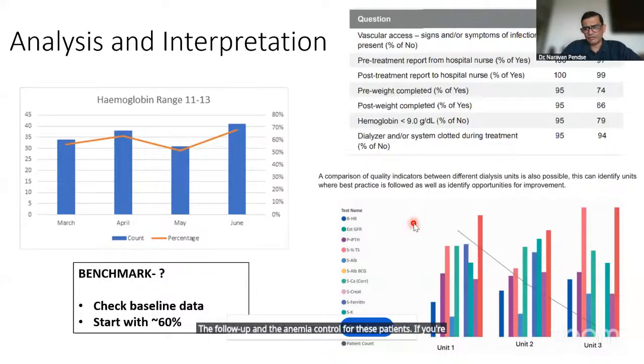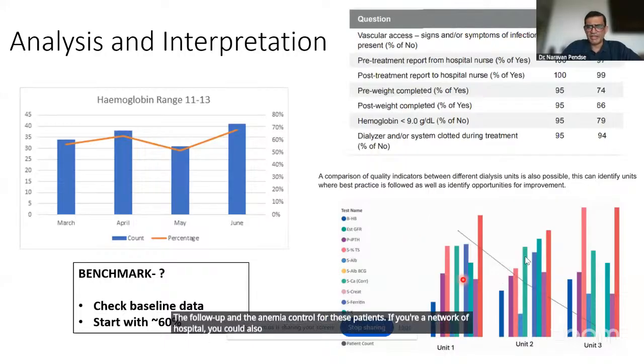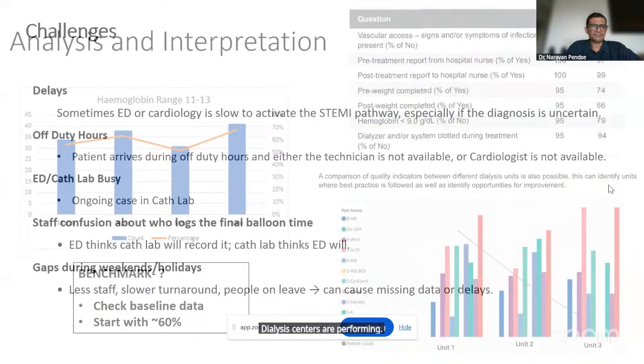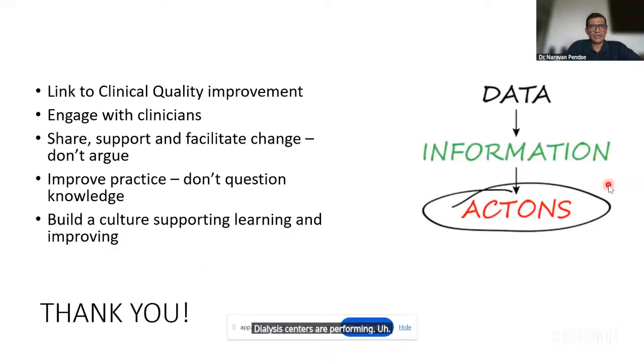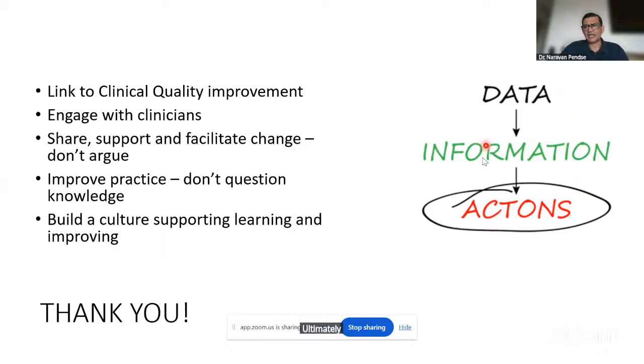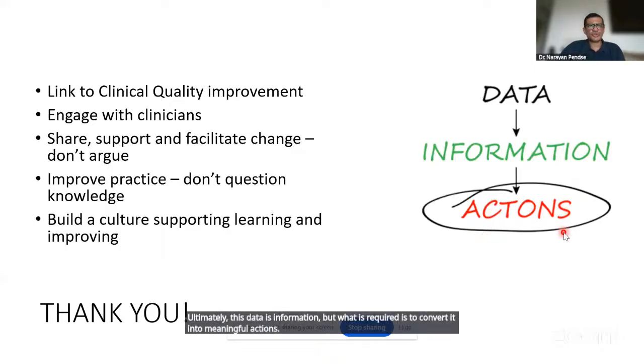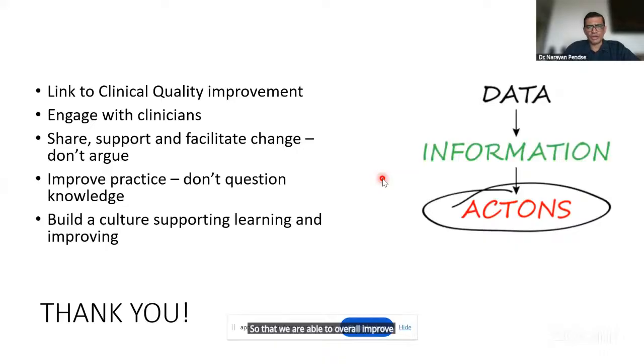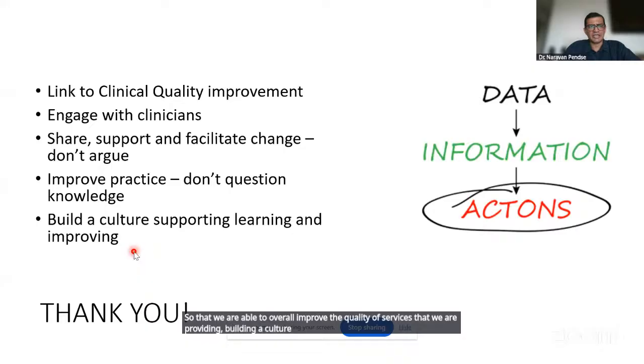If you are a network of hospitals, you could also compare between different hospitals as to how their dialysis centers are performing. So, a lot of data being generated overall, as we have seen, but ultimately, what is the purpose of collecting all this data, different indicators that Dr. Munkur and I have covered today? Ultimately, this data is information, but what is required is to convert it into meaningful actions so that we are able to overall improve the quality of services that we are providing, building a culture which supports learning and improving.